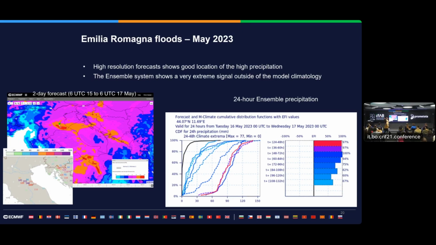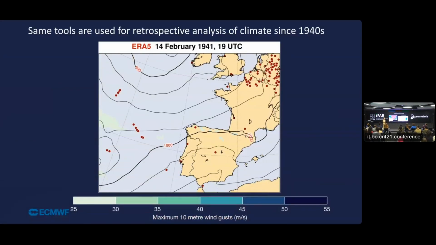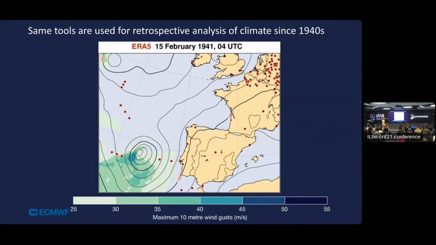And this is the ensemble model. This is the cumulative distribution function. As the forecast was going, we were really predicting much more rain than average over Bologna. So that's what we're doing. We're doing these forecasts. We send them to the Met Service, and then they use them in their applications.